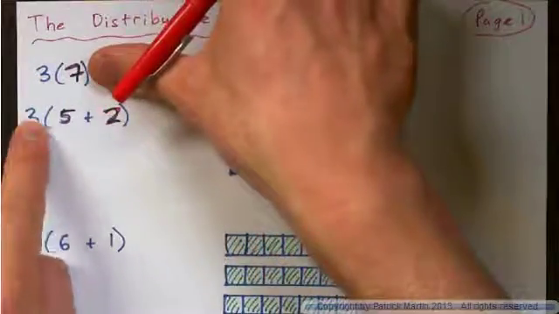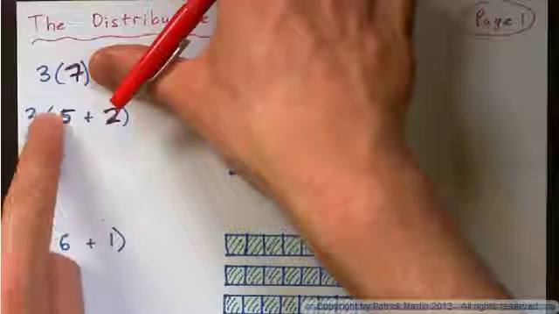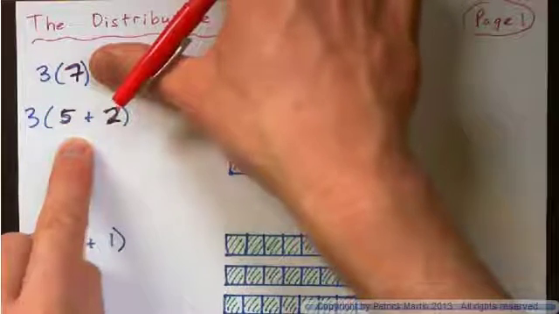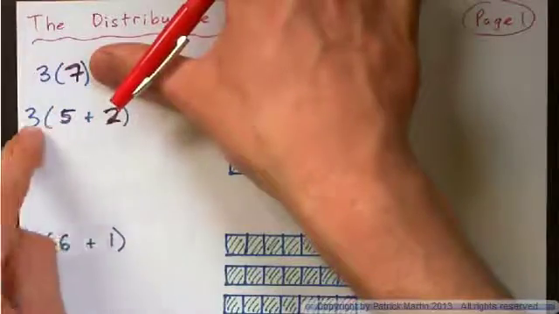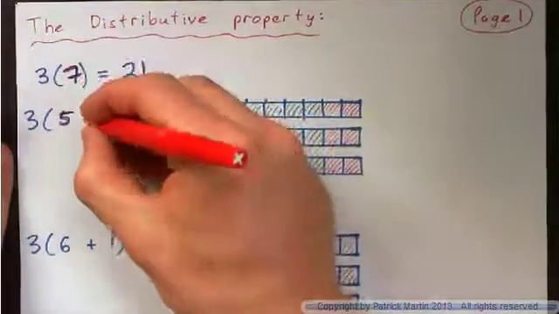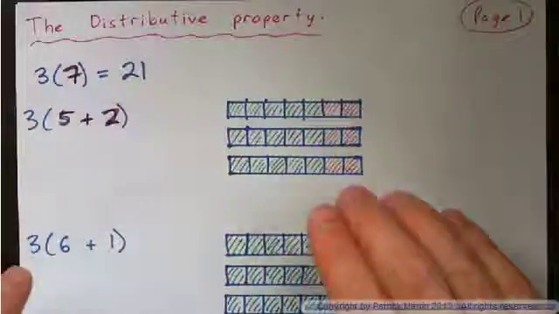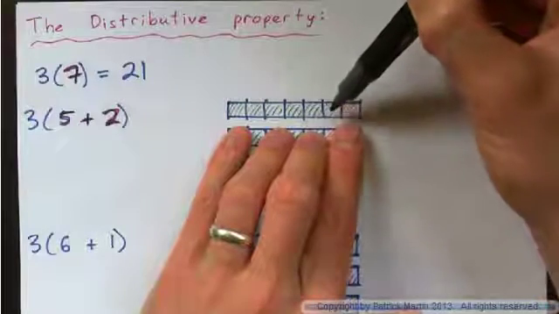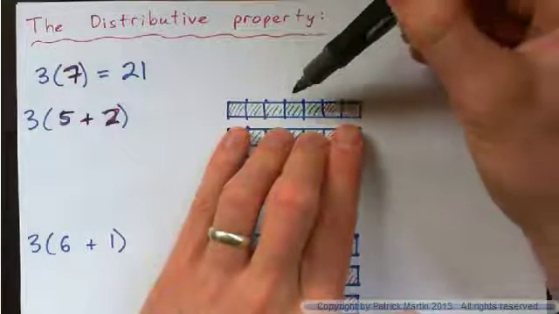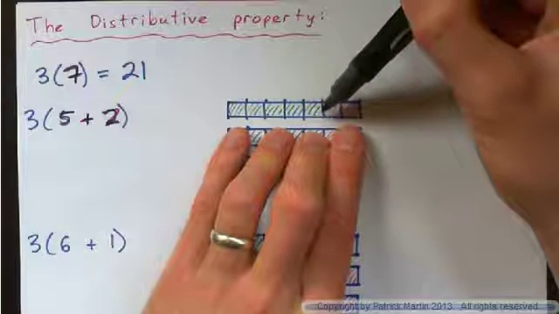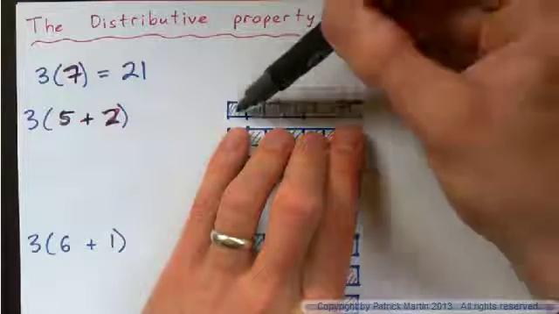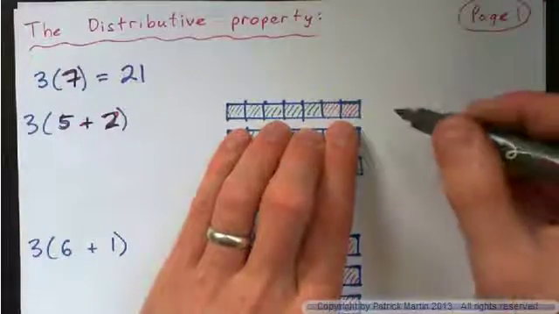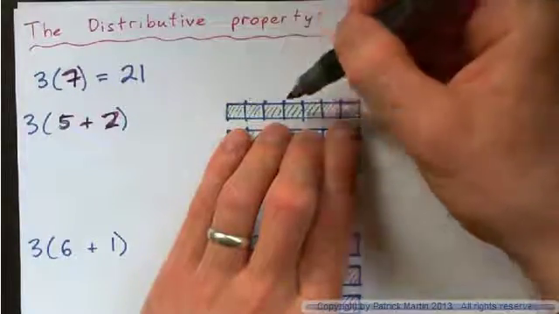So write this down. 3 times 7, and then underneath that write 3 parenthesis 5 plus 2. So this is another way of writing 3 times 7, because 7 is 5 plus 2, right? And I could take 7 squares, 1, 2, 3, 4, 5, 6, 7, and I could split the 7 squares into 5 squares and 2 squares. So you've got 5 green ones and 2 red ones, I guess. Now this is 7 split into 5 plus 2.